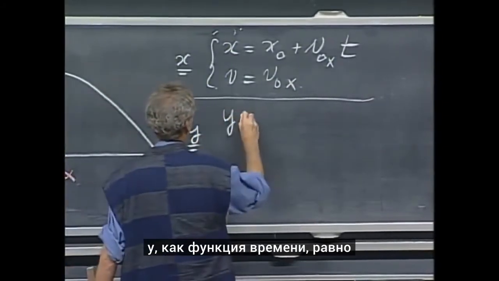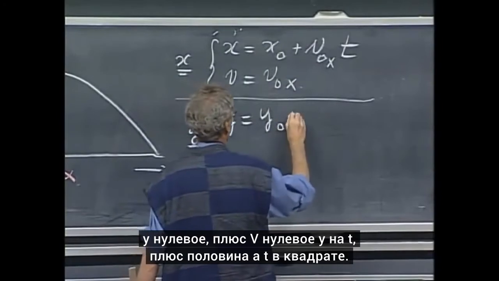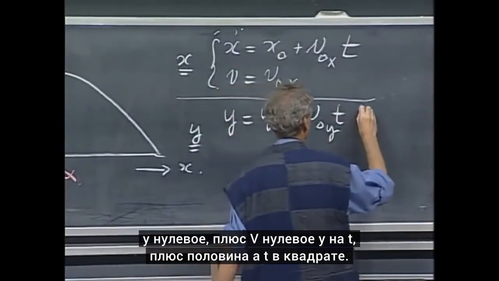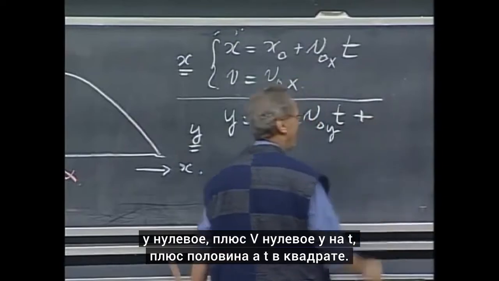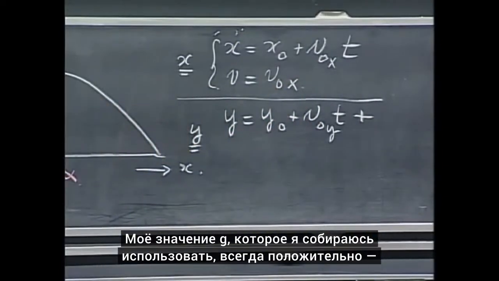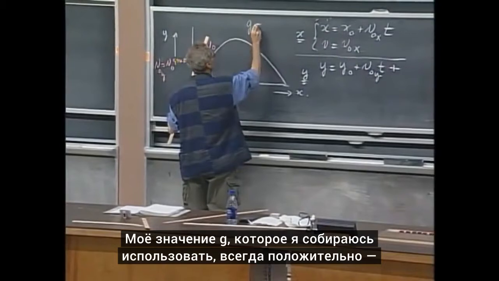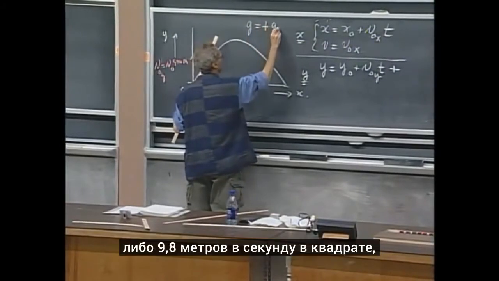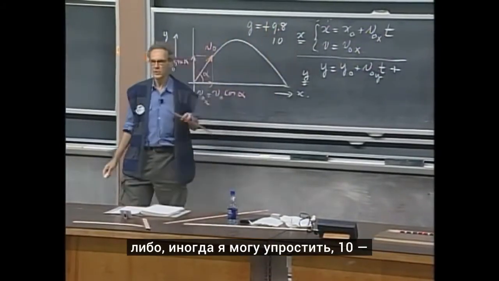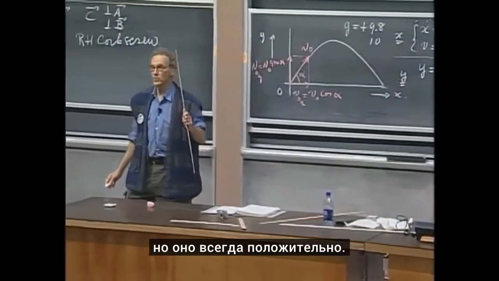Y as a function of time equals y0 plus v0y t plus 1/2 a t squared. My g value that I'm going to use is always positive, either 9.8 meters per second squared, or sometimes to make it easy I use 10. But mine is always positive.